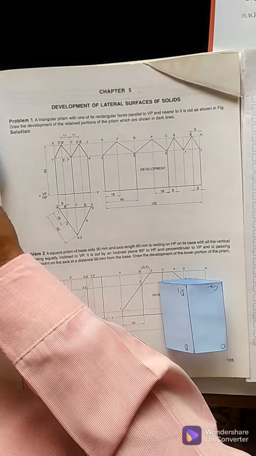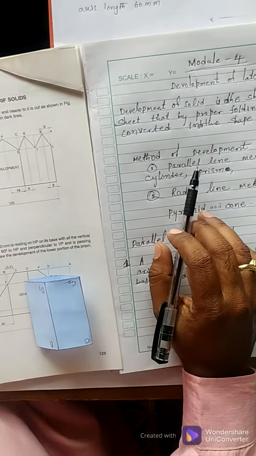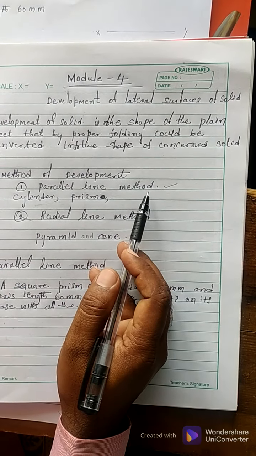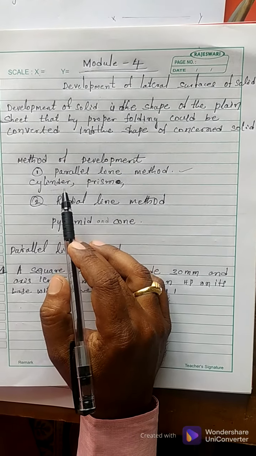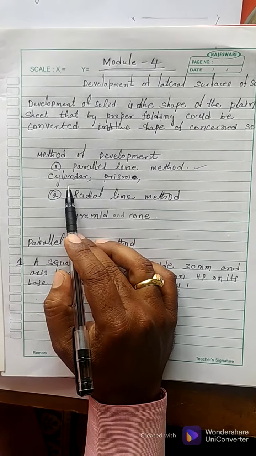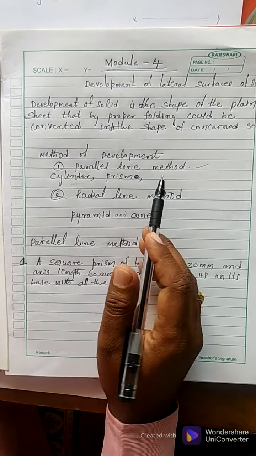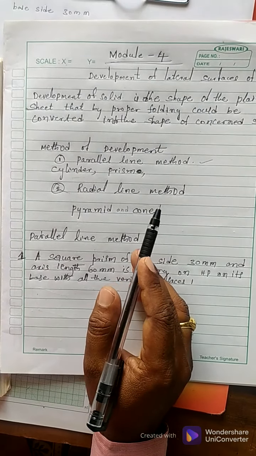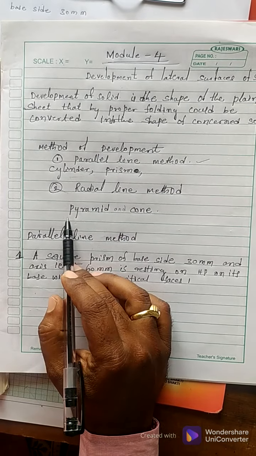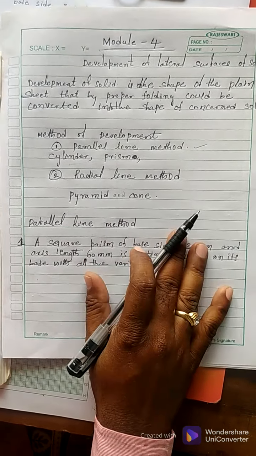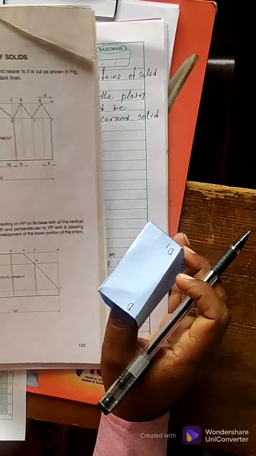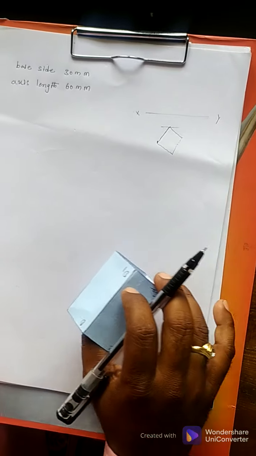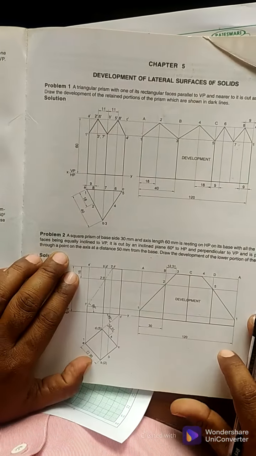There are different methods of development. The parallel line method is used to solve cylinder and prism problems. Similarly, the radial line method is used to solve problems like pyramid and cone. Now we will take an example and solve a parallel line method problem. I'll read the problem right now.